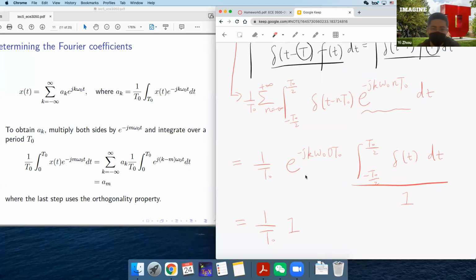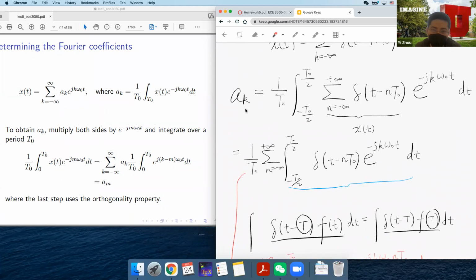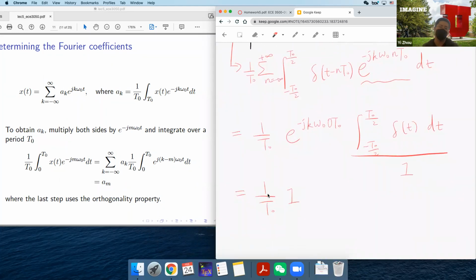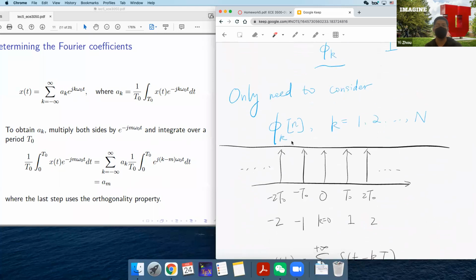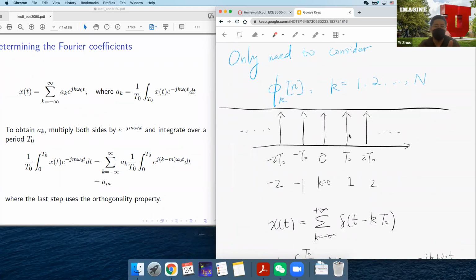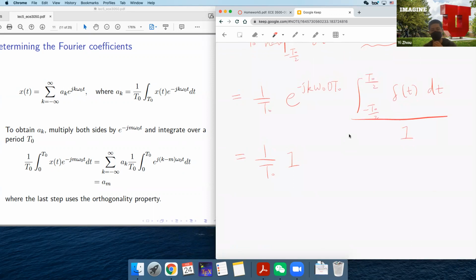So what do we get? A_k equals to constant 1/T0. Therefore, the spectrum of this periodic impulse signal is just a constant 1/T0. Okay, so the spectrum is constant. We draw k, A_k, then it's a constant.